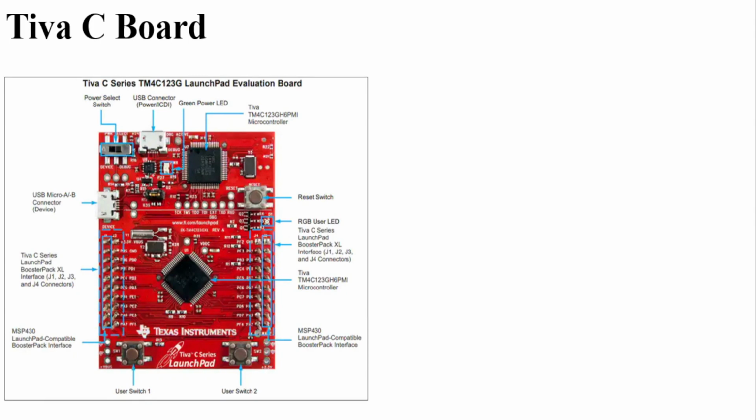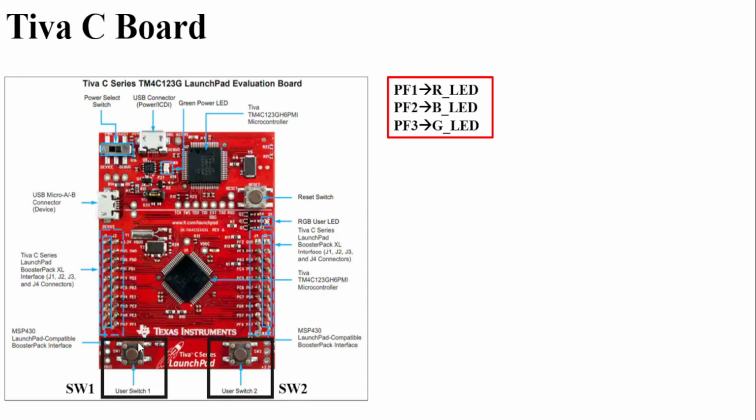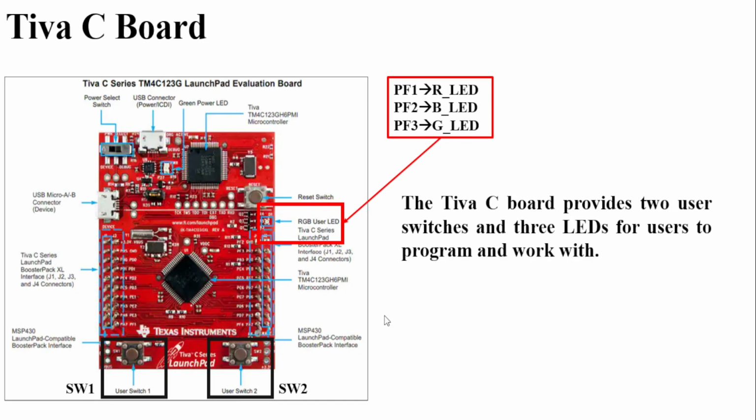In the previous video, I briefed about the Tiva C board and its features. Let me just quickly recall some of the important features we are going to use in this video. First of all, we have to know about the switches. There are two user switches, user switch 1 and user switch 2, and three LEDs available on the Tiva C board. In total, we have two switches and three LEDs.